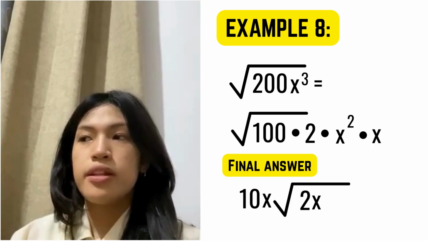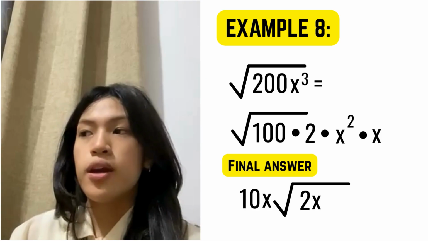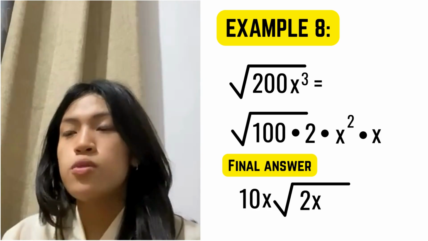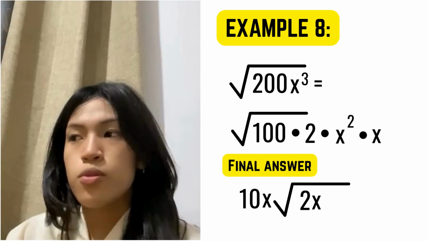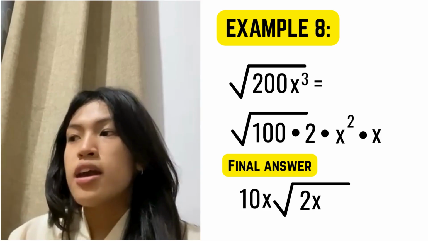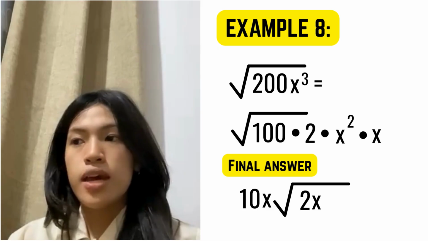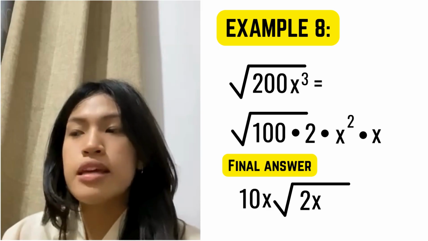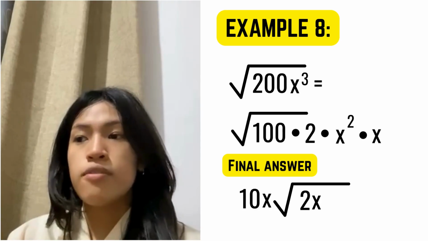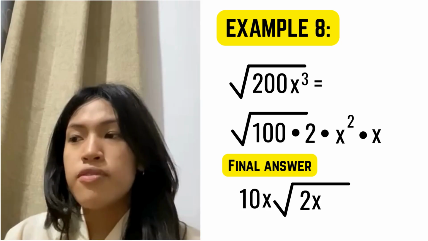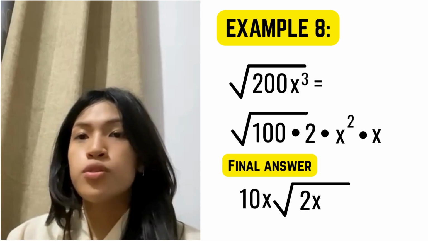Next, we separate the radical into the square root of 100, the square root of x squared, and the square root of 2x, using the property that the square root of a product is the product of the square roots. We can simplify the square root of 100 to 10 and the square root of x squared to x, while the remaining 2x stays inside the root because neither 2 nor x is a perfect square factor. Combining the simplified parts, we get the final answer 10x, the square root of 2x.